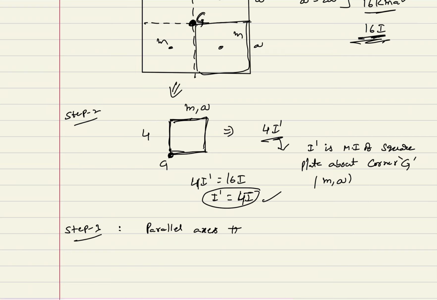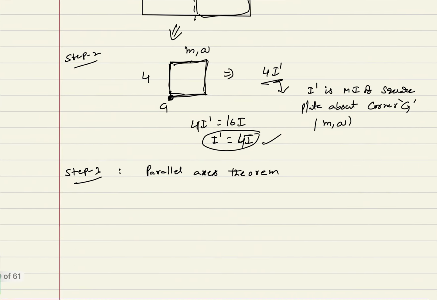Our step 3 is the parallel axis theorem. Okay, now according to the parallel axis theorem, if I take this square plate, G is a corner, mass m and side a, let us consider point C. As the side is a, the distance from the corner to the C point is a by root 2.